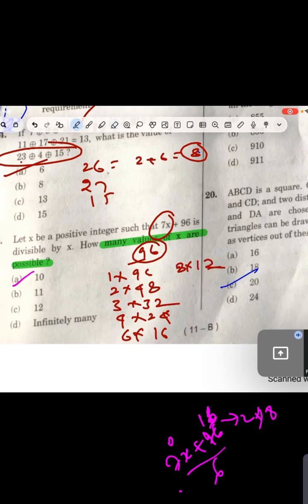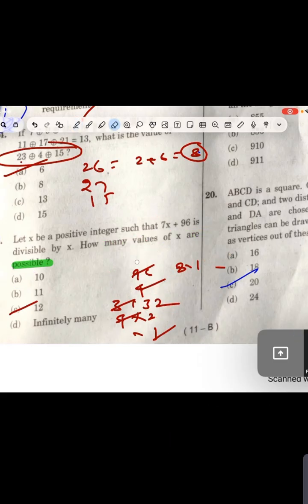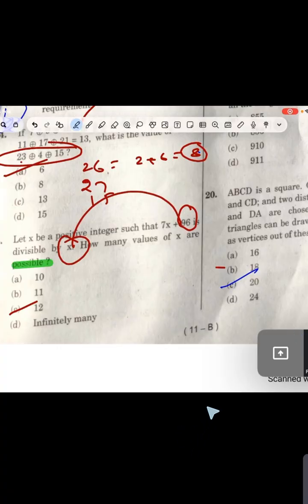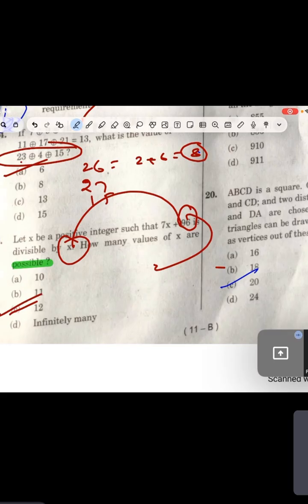So basically, how many factors are there? 1, 2, 3, 4, 5, 6, 7, 8, 9, 10, 11, 12. 12 is the answer. So guys, this is the easiest method to solve this question. Because if 7x plus 96 is divisible by x, it means 96 is also divisible by x, and that is why you have to find the factors of 96. Then you will get 12. That's what you have to do.